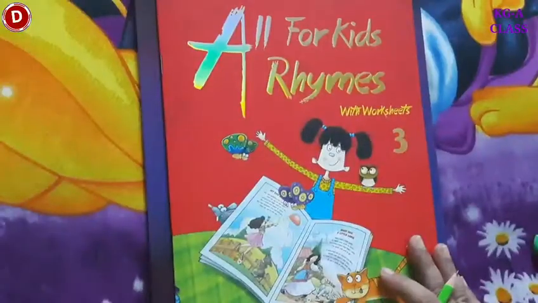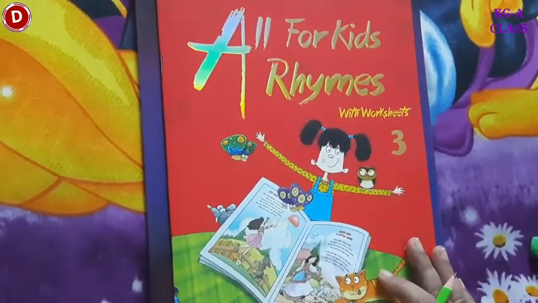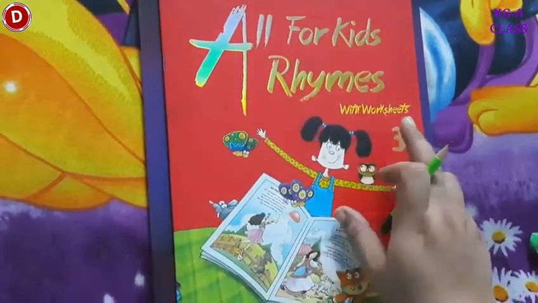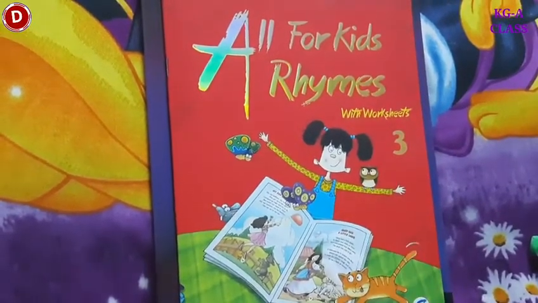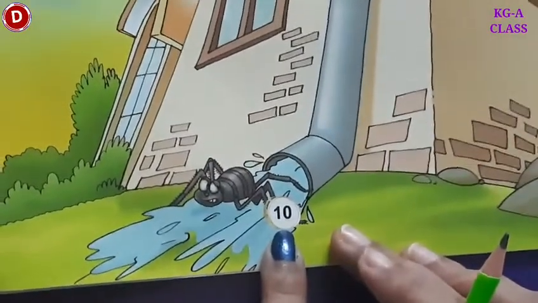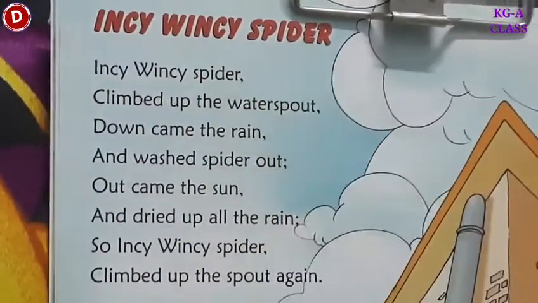Children, now it's time to learn a new rhyme. So I'm going to teach you a new rhyme from your All for Kids Rhymes book with worksheets, and today we will do its activity also. So bring your rhymes book. Now open page number 10. The name of this rhyme is Incy Wincy Spider.